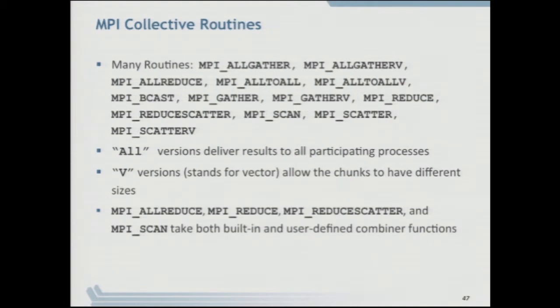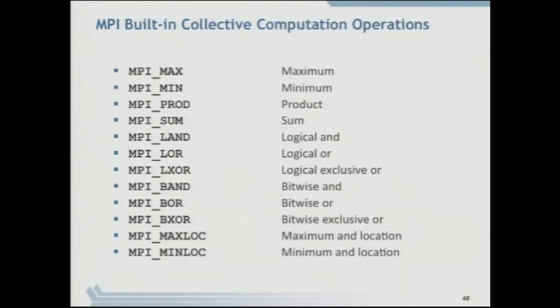So as I said, all delivers results to everyone. The V versions are the vector versions, allowing the sizes to be different. And the reduction operations take both predefined reduction functions, or you can define your own reduction operations as well. The predefined operations in MPI are things like MPI max and min. If you want to find the maximum value on all processes, you use MPI max, and then min, prod, sum, logical OR, bitwise OR, all these operations are there.